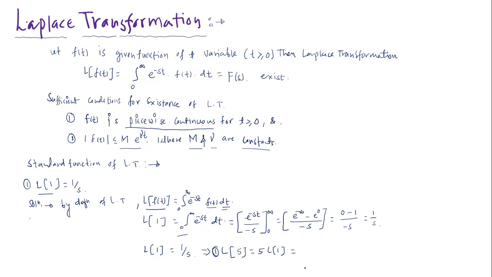Now we can apply this Laplace transformation of 1. So it will be 5 divided by s, that is 5 by s. Okay, so for any number, it should be positive. Then the Laplace transformation of, suppose, 10, we can directly use: it is 10 by s. So in this way we can find the Laplace transformation of a constant number.